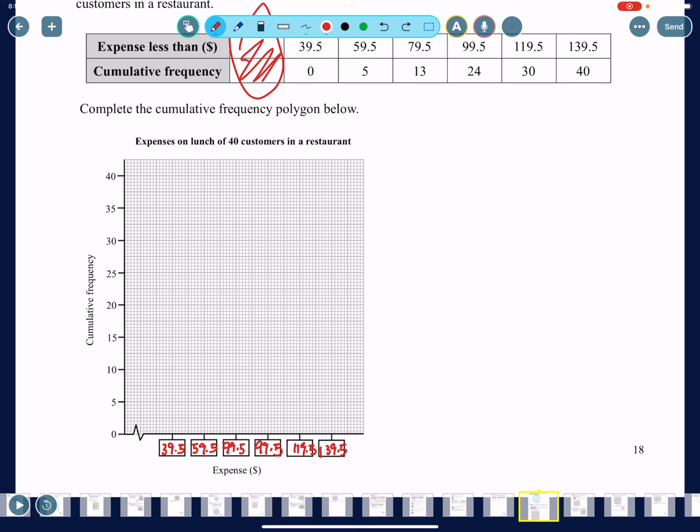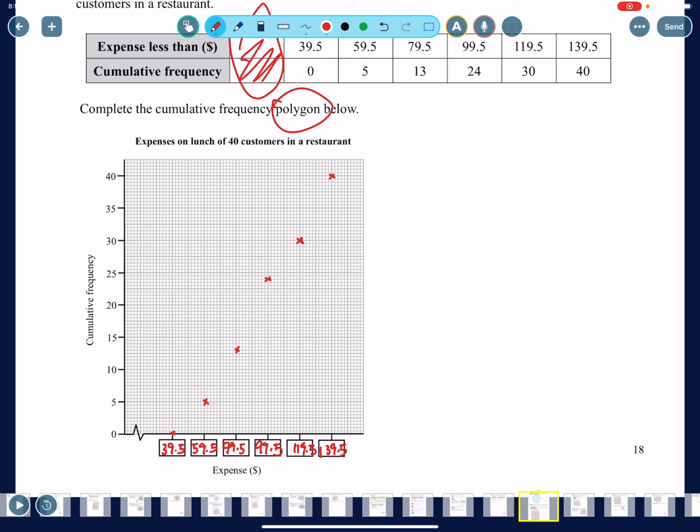So the first one is 0, the next one is 5, 13, 24, 30, and then 40. So you can see it's always going up. If it's going down, it's not cumulative. It's something wrong if it's going down. So make sure it's always going up.